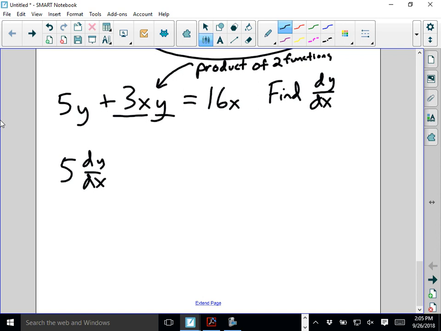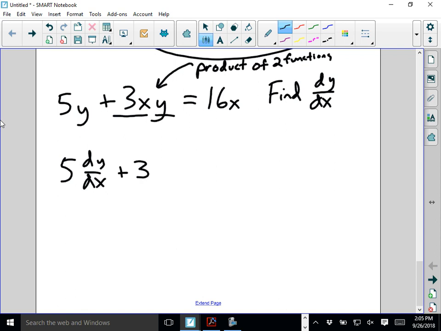Then for the next part, I need to do the product rule. The product rule says the derivative of the first times the second plus the first times the derivative of the second. Now, anytime I do a derivative, if I'm doing the derivative of x, I just do it normally. But when I do the derivative of y, I have to tack on dy/dx. So let's start. The derivative of the first is the derivative of positive 3x. Well, that is positive 3. That's the derivative of the first.